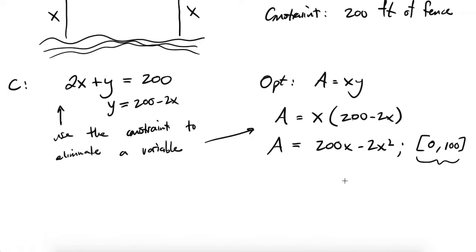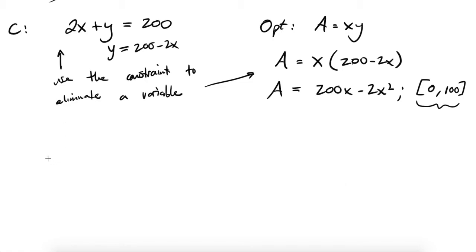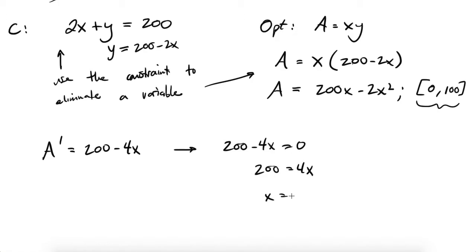So now what we need to do is find the critical numbers. You may remember a critical number is something that makes the first derivative 0 or undefined. So I'm going to take the first derivative and get A prime that's equal to 200 minus 4x. This is never undefined, so I'm going to set it equal to 0. So 200 minus 4x equals 0, 200 equals 4x, or x is equal to 50. This is my critical number, and it's the only one, right?